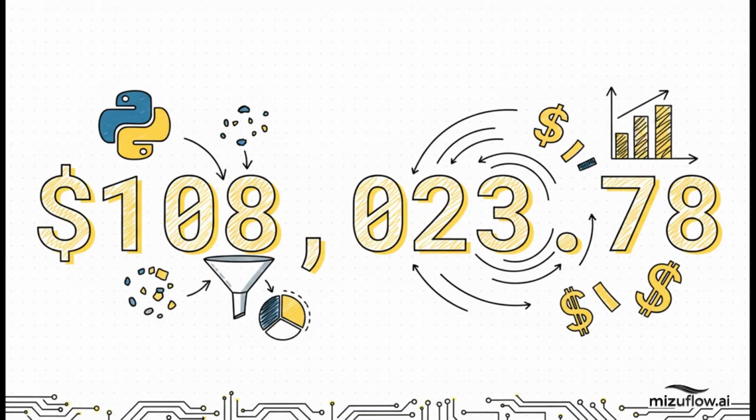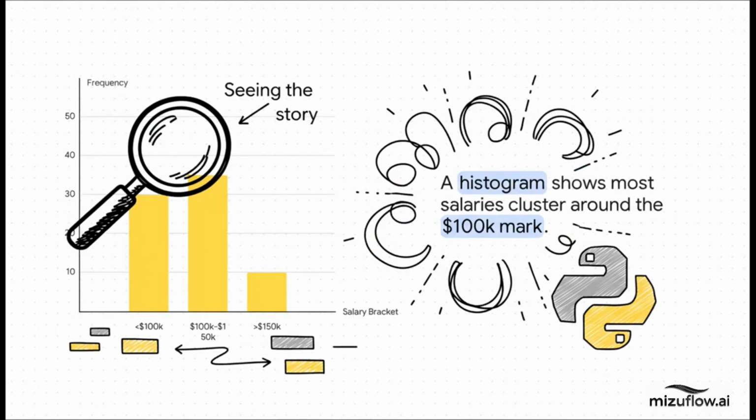And just like that, there's our answer. In literally a second, we went from a raw data file to a real concrete insight. The average salary for this group is just over $108,000. But you know, an average is just one number. It doesn't tell you the whole story.